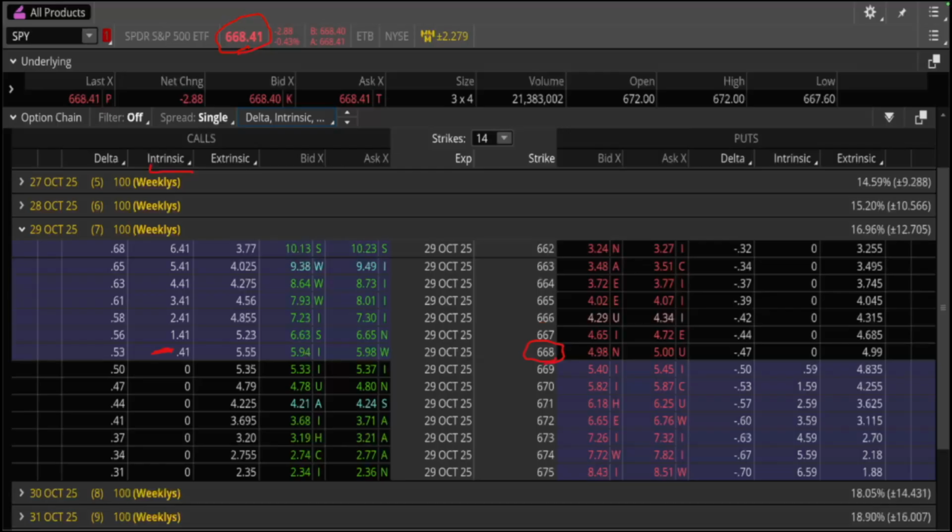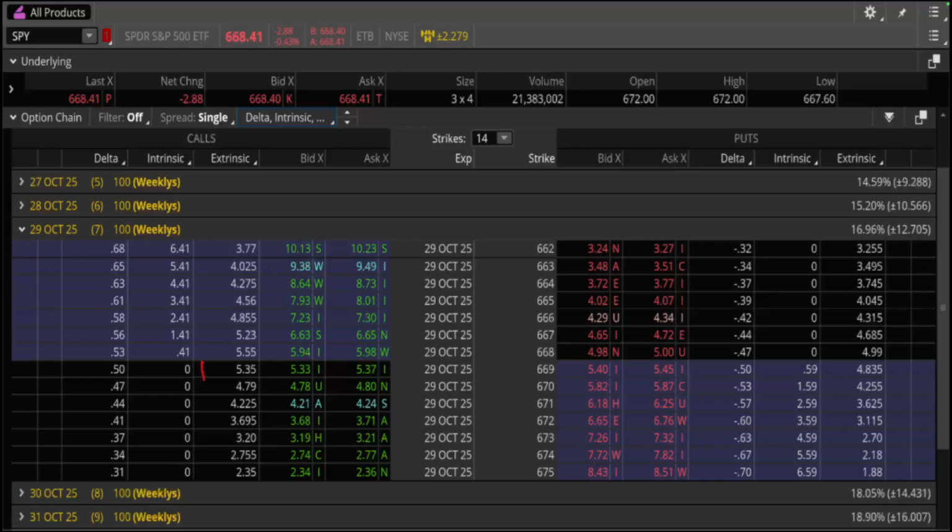This is where I was telling you that there is no free lunch in the stock market. Everything is priced in. So you take the intrinsic value plus the extrinsic value, which is just the time. This option, if you remember, has 7 days to expiration. It expires October 29th, 2025. If you take the 41 cents plus the $5.55 and add that up, that is what gives you the bid-ask spread, which is what we have right here.